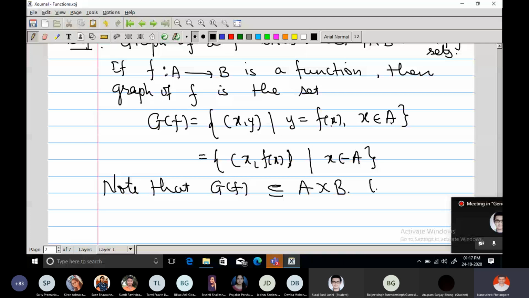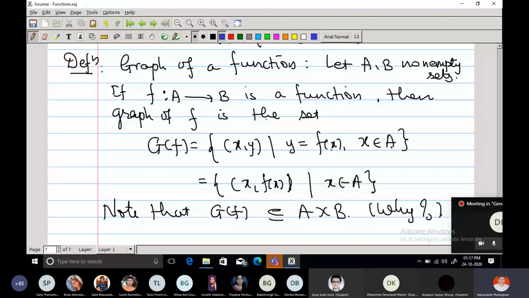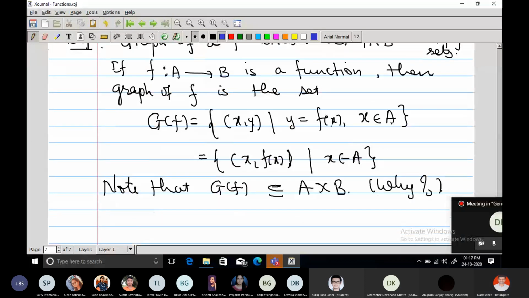So do you agree with this? Yes. Very good. So what is a graph? A graph is a subset of A cross B. That is an important point that should be noted here, because that helps us to understand functions in some general sense. Okay, so let us go to our example.